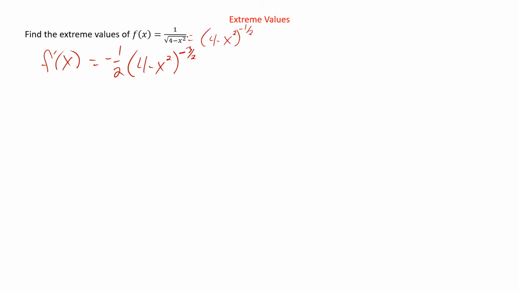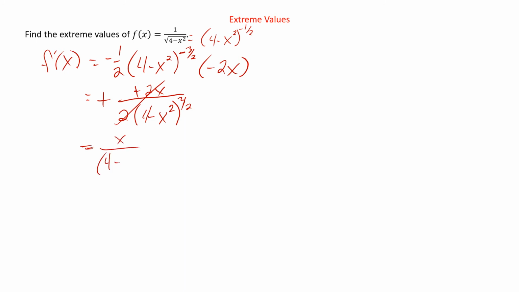All right, then times the derivative of the inside. 4 is nothing, so minus x squared will be a negative 2x. We can rewrite this. Negative 1/2, so we'll have negative. That 2 will be down there. We'll have a 4 minus x squared to the 3/2 down there. And then negative 2x up here. The negative and negative will make it positive. The 2's can cancel. So we end up with just a positive x over 4 minus x squared to the 3/2 as our derivative. We need to know when this equals 0.